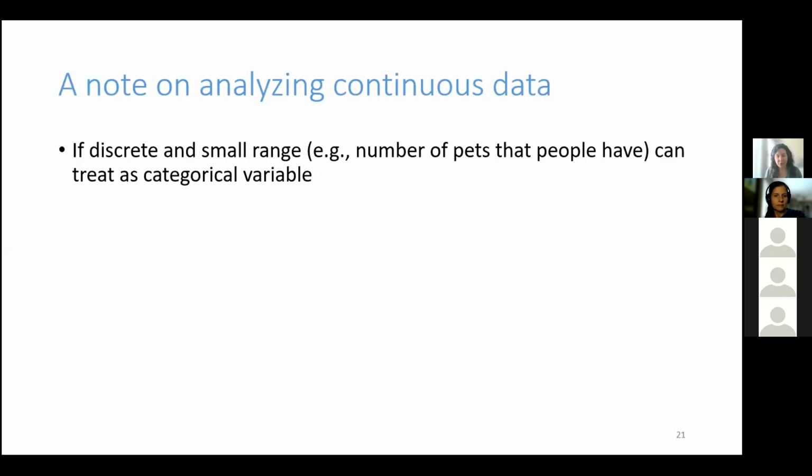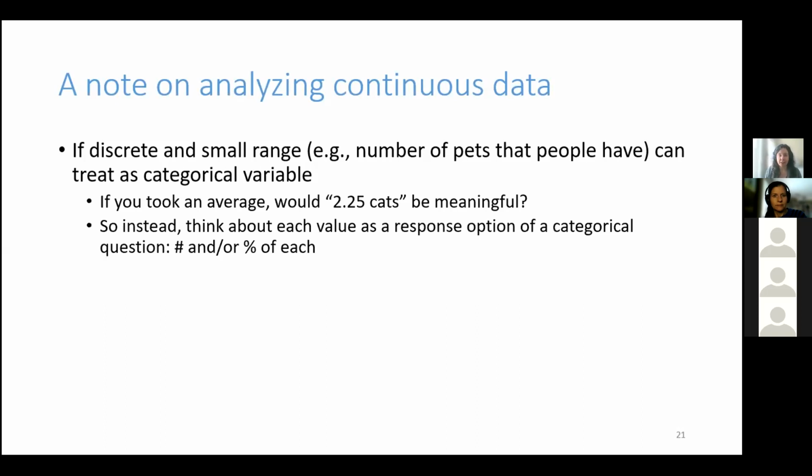If you have something that's a relatively small range that's discrete, like the number of pets that people have, you have options. You can treat that continuously, or you can treat it as a categorical variable. What percent of people have 0 cats, what percent have 1 cat, and what percent have 2 cats. I do want to say, treating things that are discrete and in a small range continuously is a little tricky. If you took an average of pet ownership, would 2.25 cats be a meaningful value? You'd have to think about that.